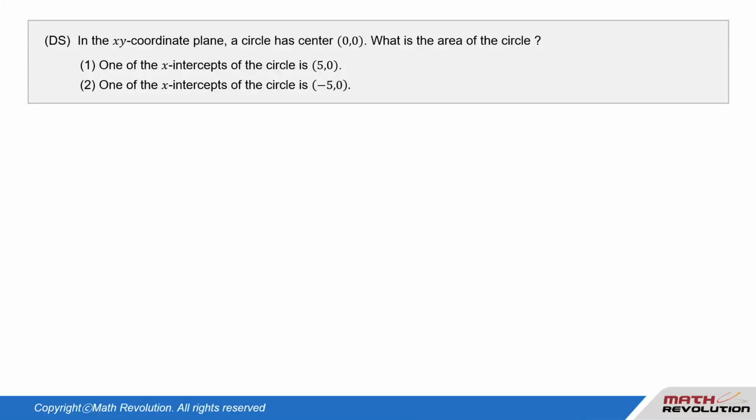Question. DS. In the XY coordinate plane, a circle has center (0, 0). What is the area of the circle? Condition 1. One of the x-intercepts of the circle is (5, 0). Condition 2. One of the x-intercepts of the circle is (-5, 0).